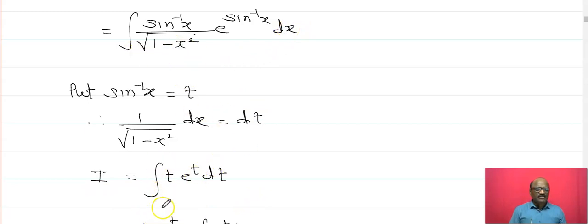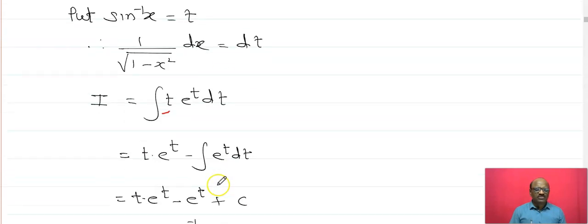And the integral here, again sine inverse of x is t. Therefore, we have substituted here t. E raised to sine inverse of x means e raised to t into dt. Now solve this by using integration by parts. To solve this integration by parts, the first function is algebraic and the second function is an exponential.